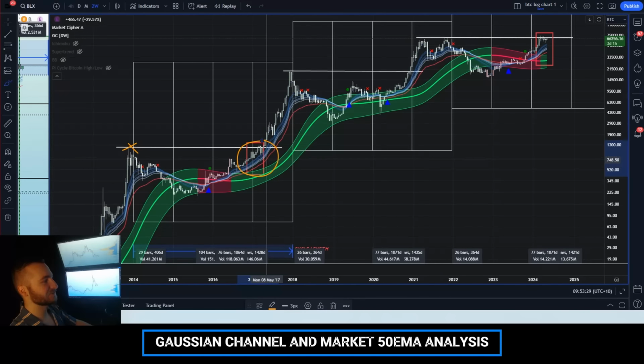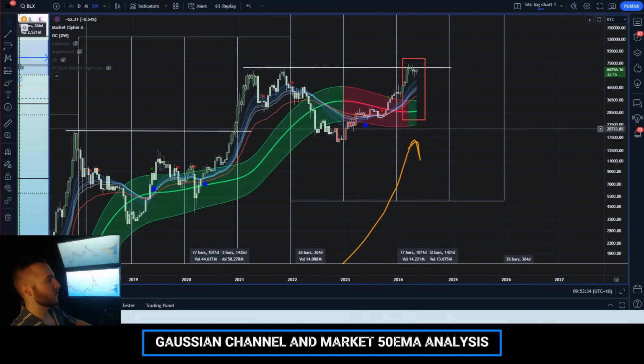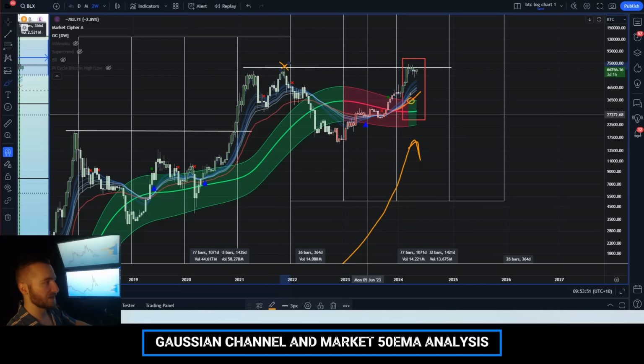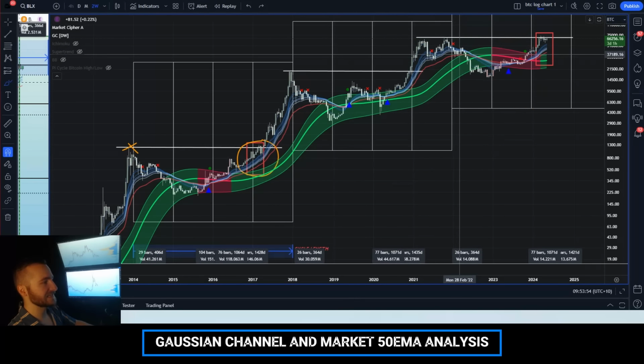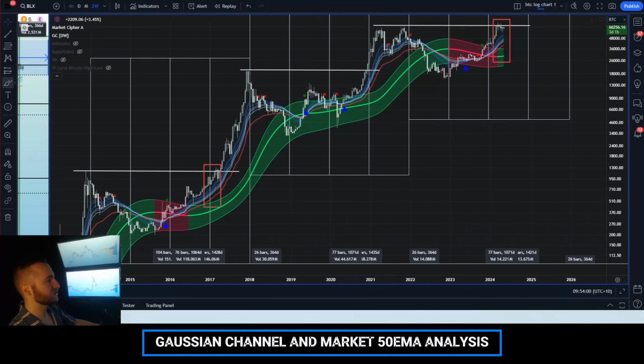What we can see right now is a very similar style of pattern. Again, we saw the period of red on the Gaussian channel indicator. We have crossed over into the green phase, and while doing that, we have seen the 50 EMA cross through the upper band of that Gaussian channel indicator, and around the same time, we are seeing a retest of that prior all-time high. So we're seeing an exact repeat in regards to this 2-week technical pattern that we saw in 2017, which eventually resulted in that macro continuation upwards. Very interesting stuff, guys. It is telling us that we are seeing a possible repeat of this 2017 cycle.